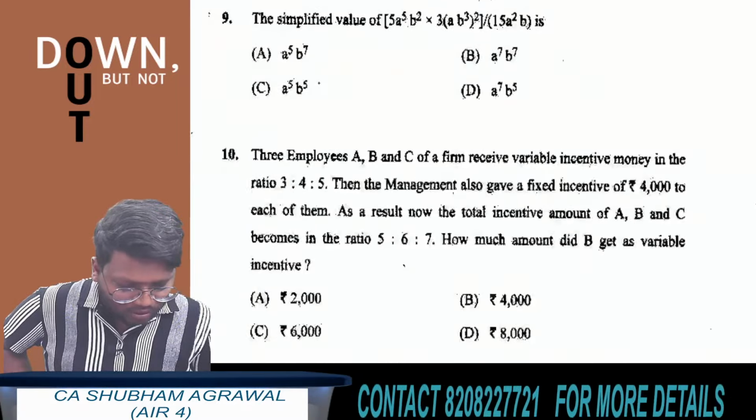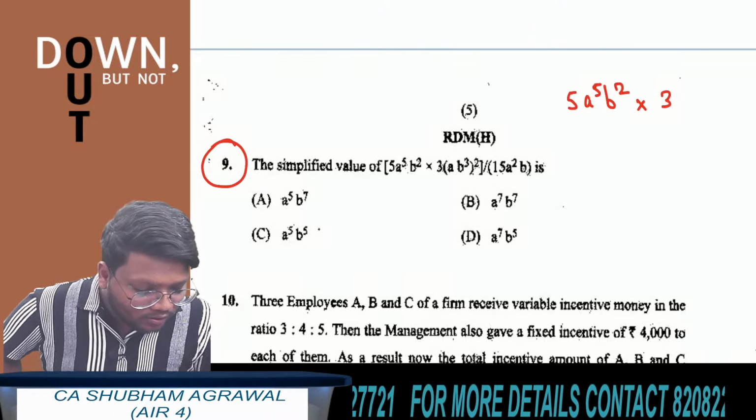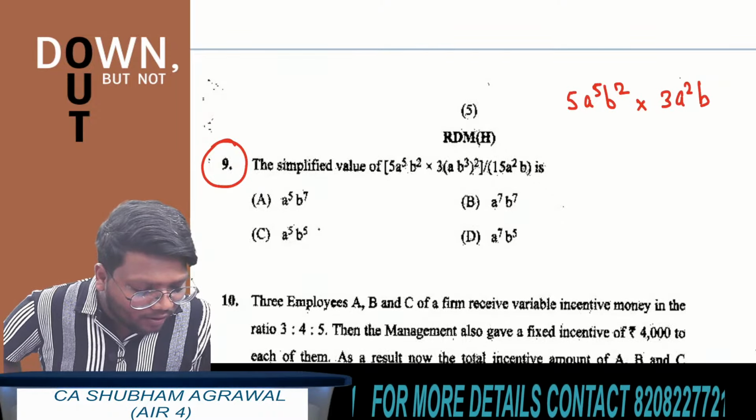Question number 9. 5 multiplied by a to the power 5 b square multiplied by 3 multiplied by a b cube whole to the power 2. This you can write as a square, and b cube to the power 2, this you can write as b to the power 6. See this thing, a b cube whole to the power 2, you can write as a square multiplied by b to the power 6. 3 multiplied by 2 is 6.